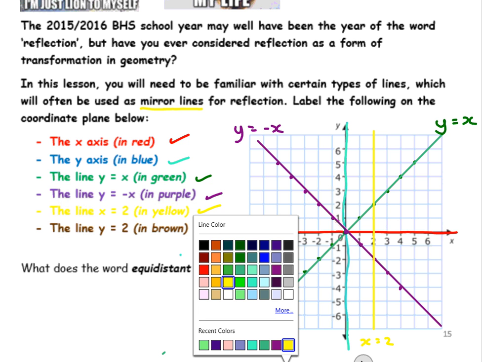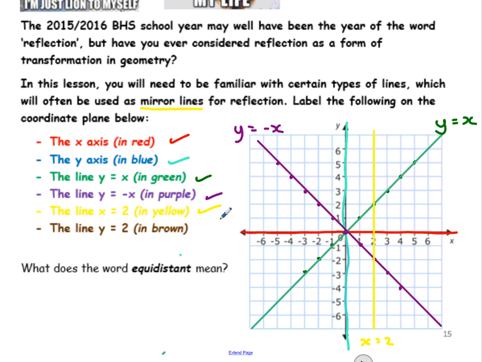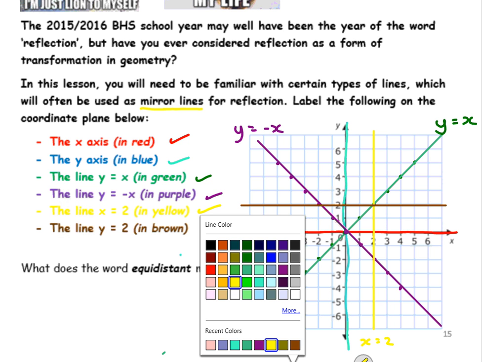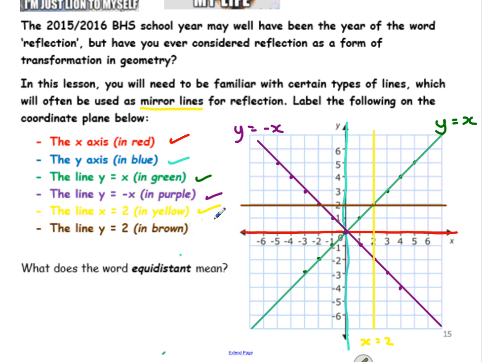So let's draw a line through there. So go back to y equals 2, and let's label that y equals 2. Okay. Y equals 2. Done.